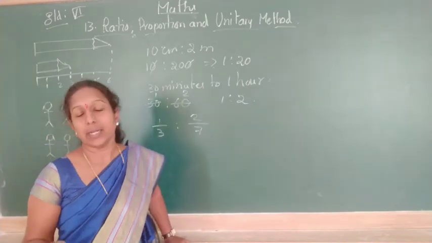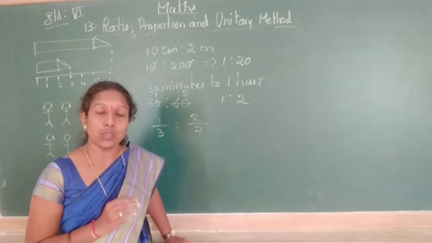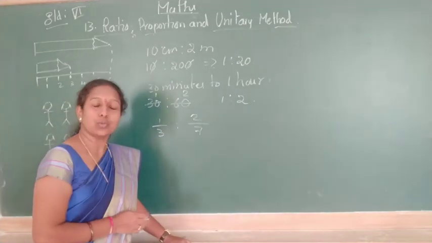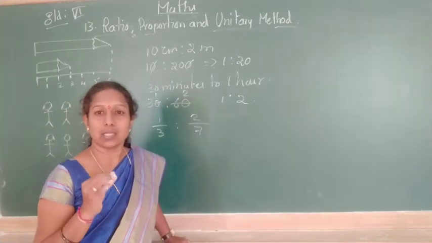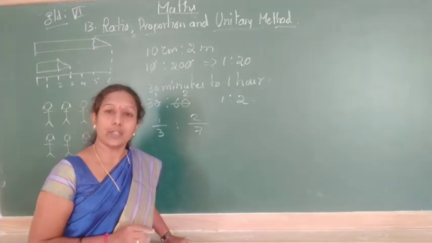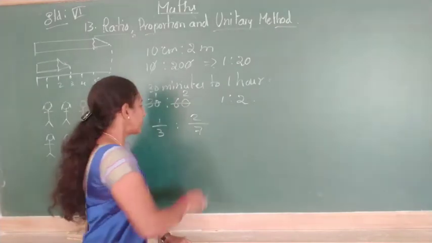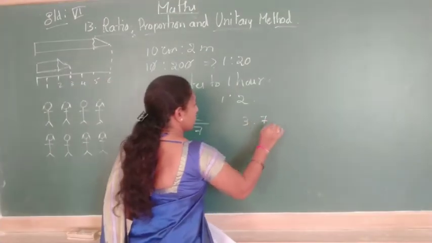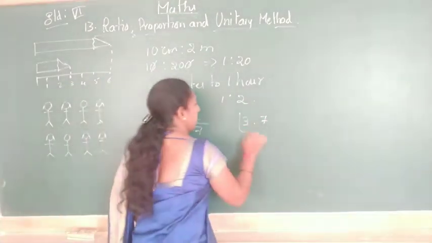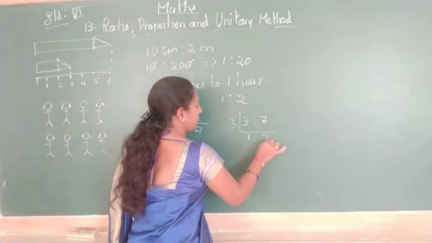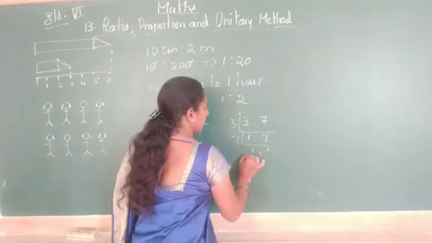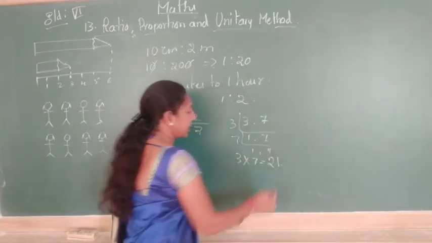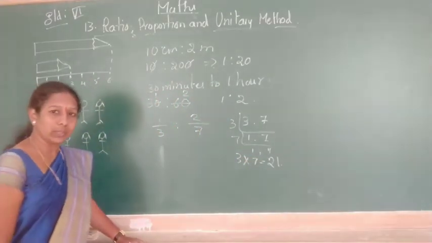Already you have learned how to make the given fractions to the same denominator. How can we do that? By taking the LCM. So what are the denominator numbers here? 3 and 7. So I will take the LCM of these two numbers. 3 ones are 3, 7 ones are 7. So what is the answer? 3 into 7, so 21 will be the LCM of these two numbers.